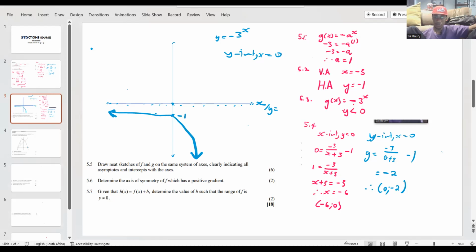Then I'll focus on f now. Getting into f, we have the asymptotes. y is equal to negative 1. y equals negative 1. The vertical asymptote, x equals negative 3.